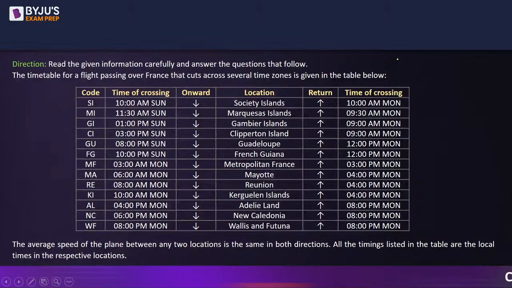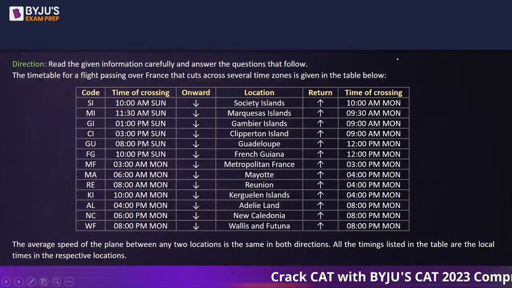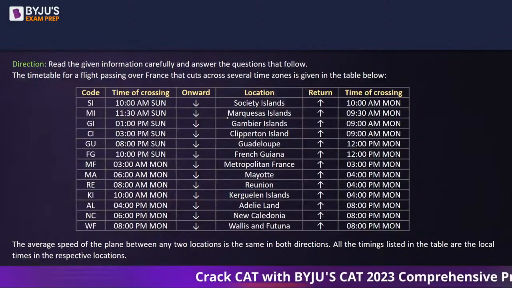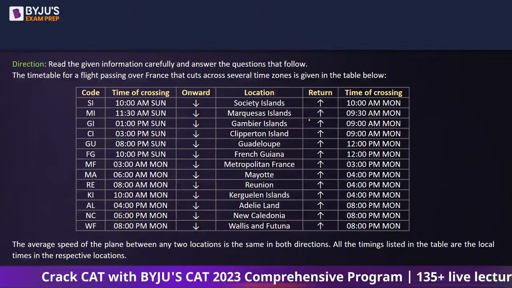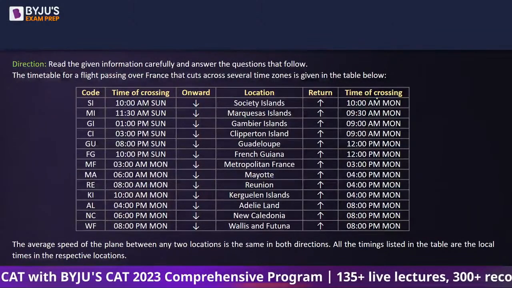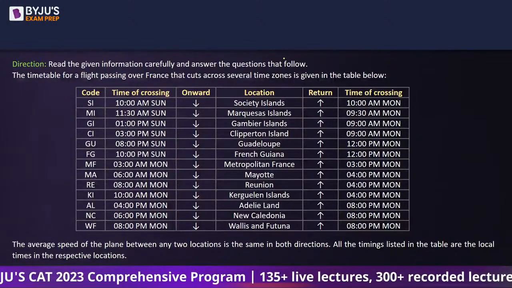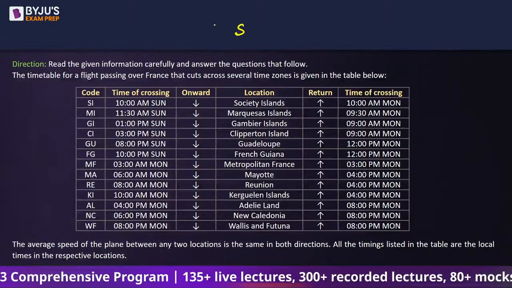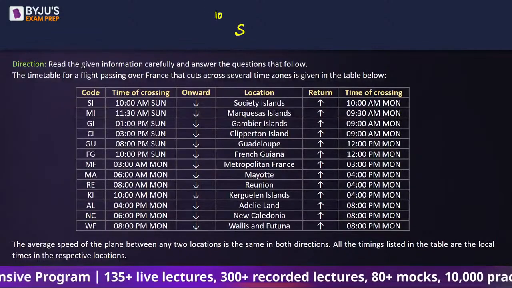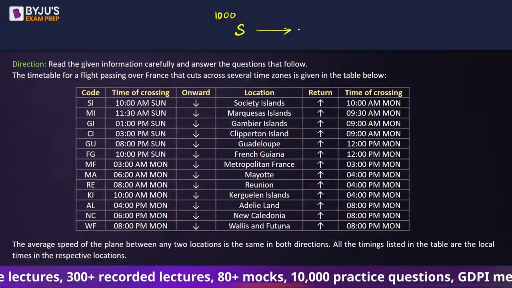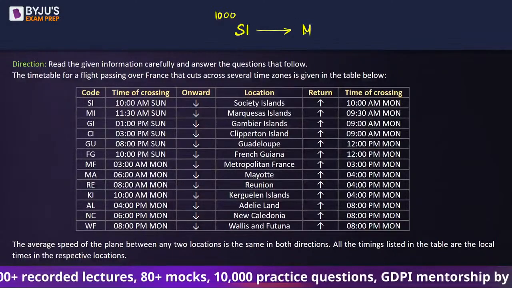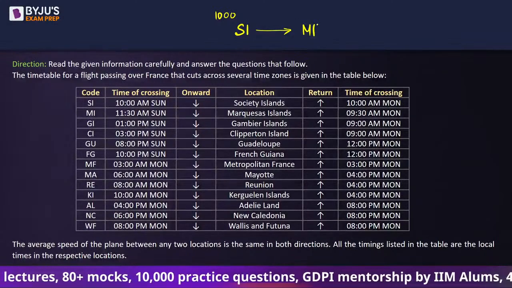Okay. So the timetable for a flight passing over France that cuts across several time zones is given in the table below. So onward journey, Society Islands to Marcus Islands, it's 10 to 11:30 it takes, or return may it takes 9:30 to 10. So let's understand this. Society Island आप शुरू करते हो सुबह के 10 बजे, ठीक है, and you reach Marcus Island, so SI to MI, at 11:30.